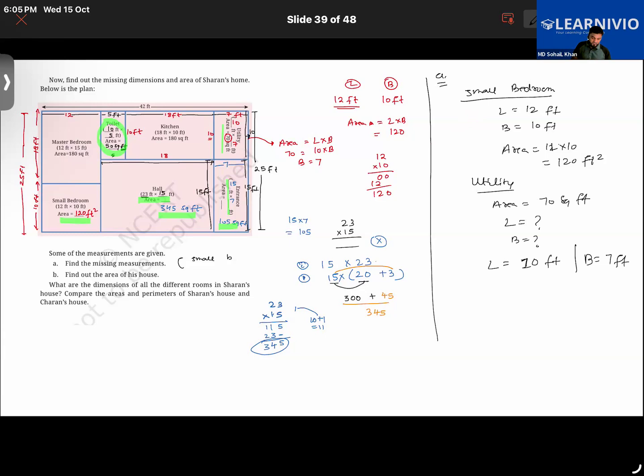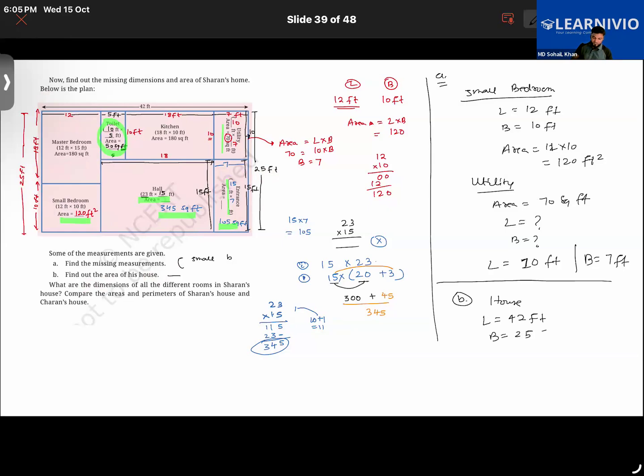And what about the area of the house? What is your area of house? No, you're not getting it correctly. See, the area of this entire house, it is saying, find out the area of the house. House, I'm saying, not the hall. So the length is given 42, and breadth is how much? The breadth is 25.